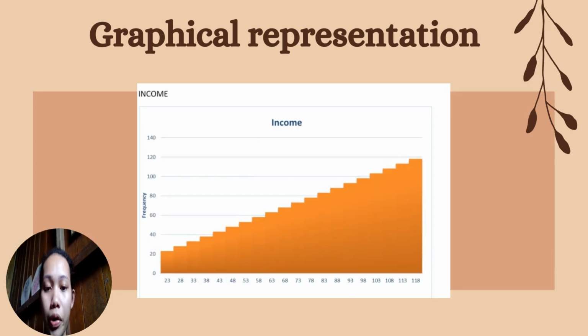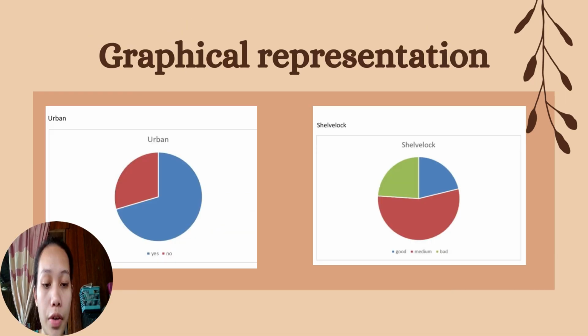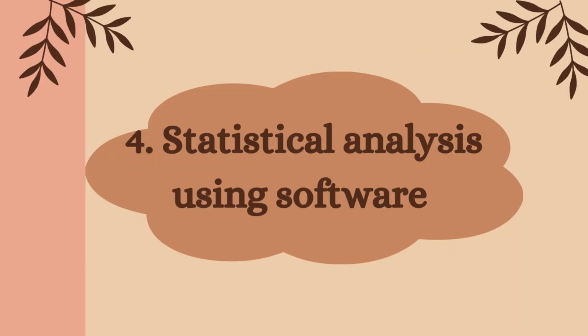Next, for the income graph, as we can see, if axis X increases, axis Y also increases. This is the pie chart for the two datasets, urban and Sherlock. For urban, they have two categories, yes and no. Meanwhile, Sherlock has three categories: good, medium, and bad.